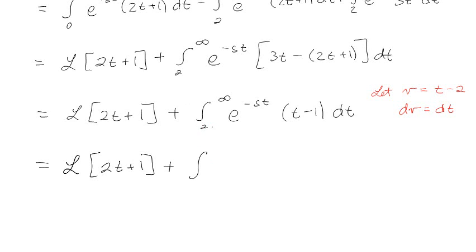But basically I'm going to go 2 minus 2, so that's 0. Infinity minus 2 is still infinity. Okay. T, let's see, I could also say that t is equal to v plus 2. So basically I'm subtracting 2 off the limits and I'm adding 2 inside.